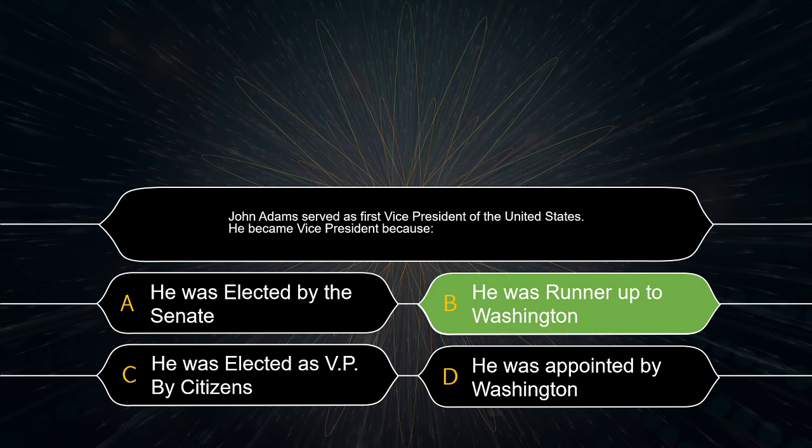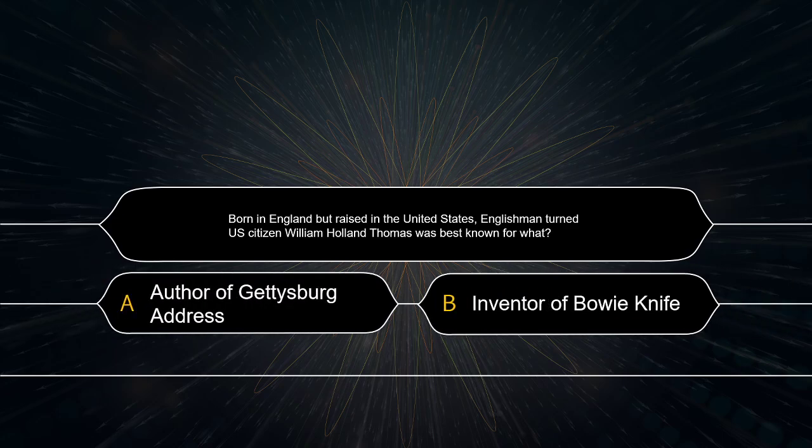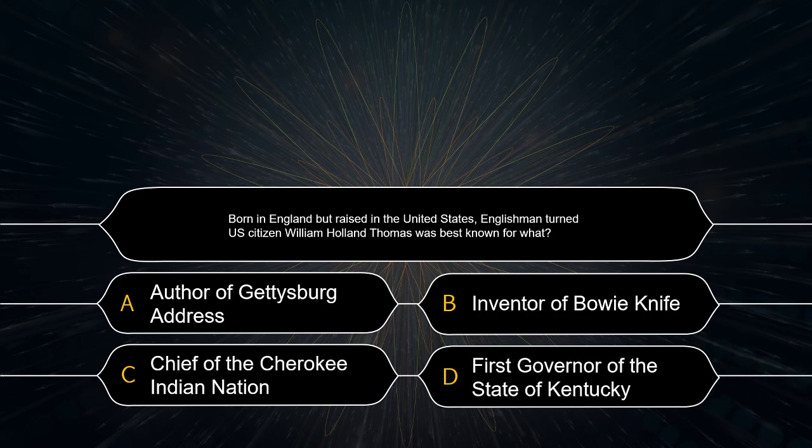We're going to fast forward in history about half a century. That's your clue for the next series of questions. Born in England, but raised in the United States, Englishman turned U.S. citizen William Holland Thomas was best known for what? As the author of the Gettysburg Address, made famous by Lincoln. The inventor of the Bowie knife, made famous by Jim Bowie. As being a chief of the Cherokee Indian Nation. Or D, being the first governor for the state of Kentucky.